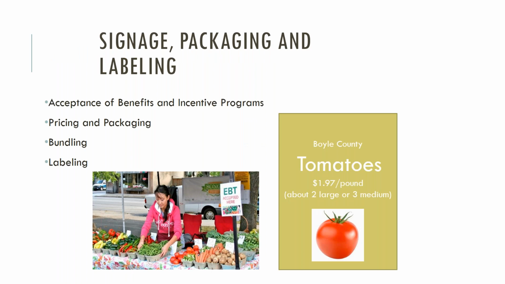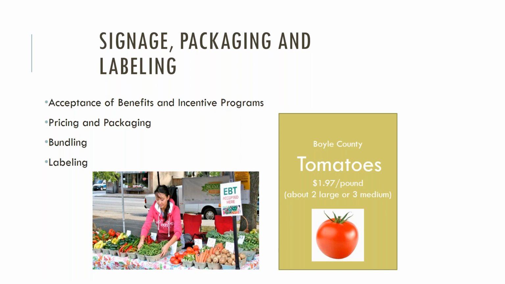And then back to signage, packaging, and labeling. This is an example of some signage that you could have that would help people know, for instance, about how many tomatoes would be a pound. So you have the price per pound, but it also gives them the option to buy 1 or 2. You see in the picture, this gal has her EBT acceptance clearly labeled, and it's sticking up in the air where people can see it, so they don't have to ask.